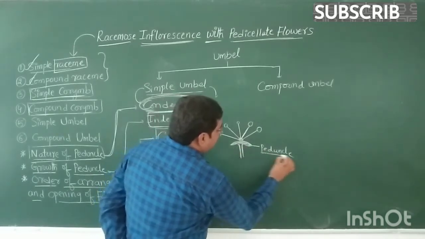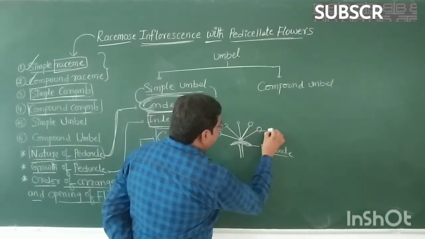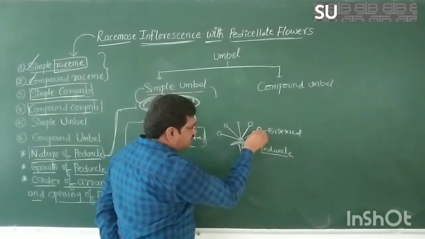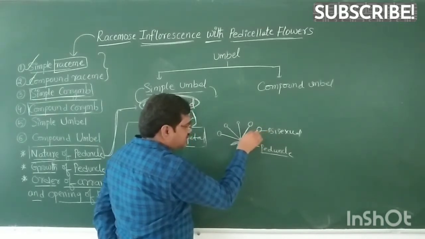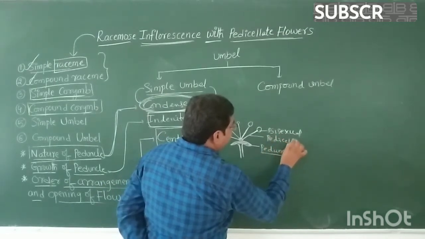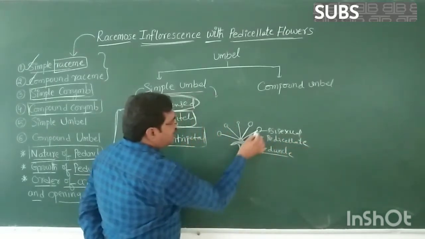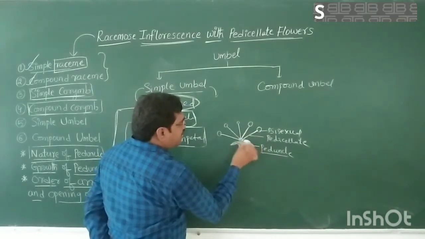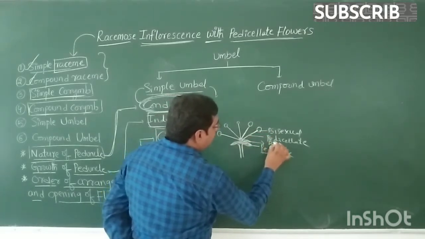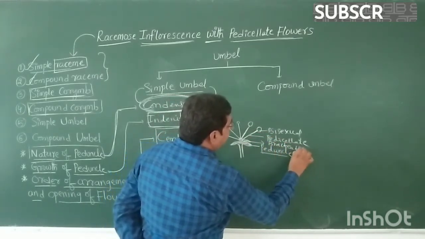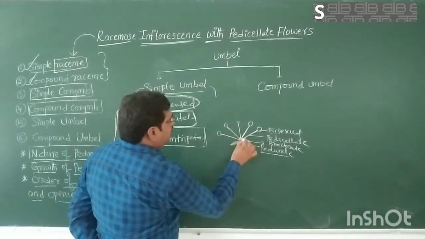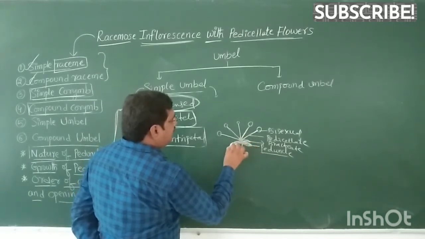Next, this is the flower. These flowers are bisexual flowers, and each flower contains a long pedicel, that is called pedicellate flowers, and each flower contains a bract. That bract is present in this flower, that is called bracteate flower. So here all flowers originate at the same point on the peduncle.